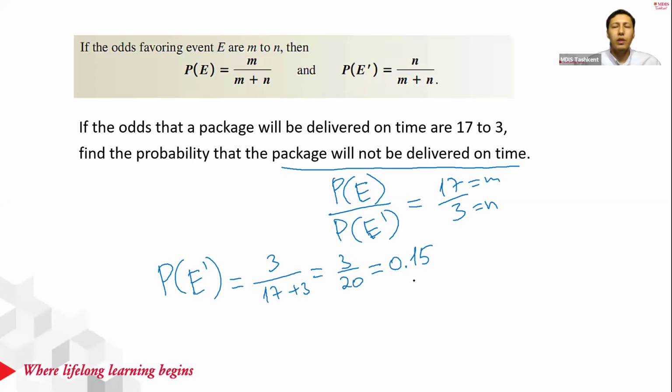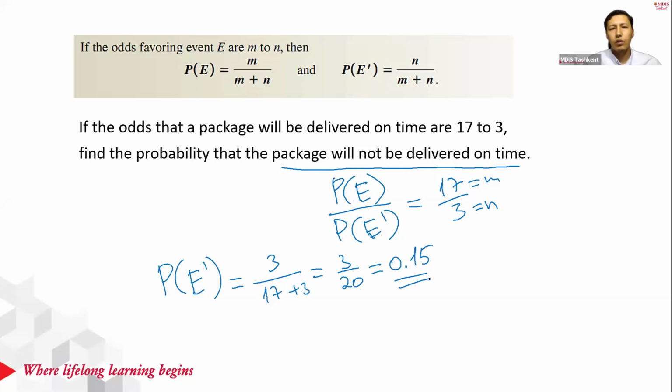So the probability that the package will not be delivered on time is 0.15, or there is a 15% chance. In 15% of the cases, the package will not be delivered on time.